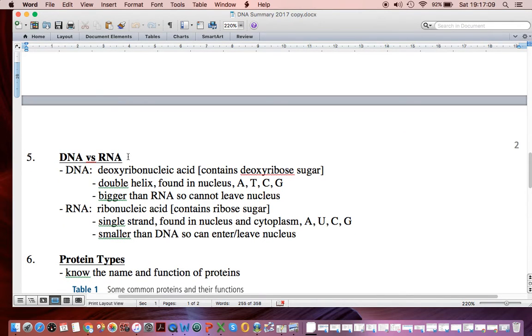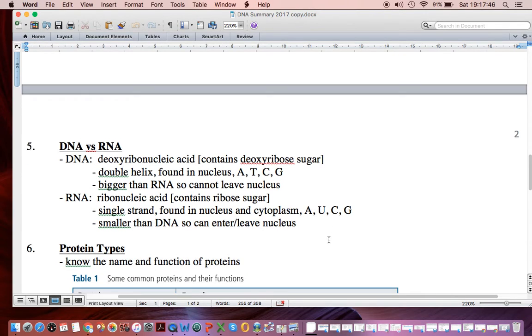You should know the difference between DNA and RNA. DNA, double helix. RNA, single strand. Deoxyribonucleic acid contains deoxyribose sugar. Ribonucleic acid contains ribose. The deoxy just means it's removed an oxygen atom. We should know that DNA is bigger than RNA. We should know that DNA cannot pass through the nuclear membrane, but RNA can. We should know that these are the 4 nitrogenous bases in DNA, and these are the 4 nitrogenous bases in RNA, and the difference is the T and the U.